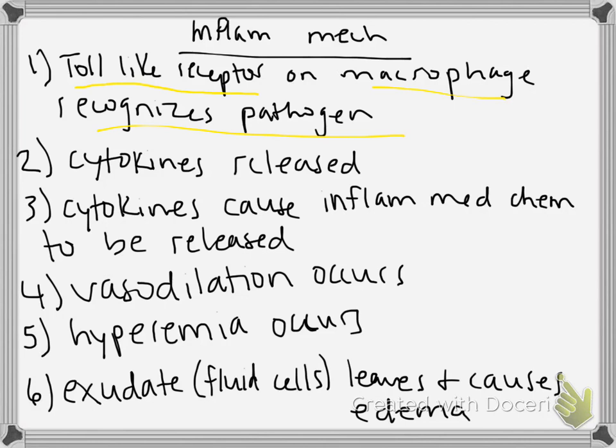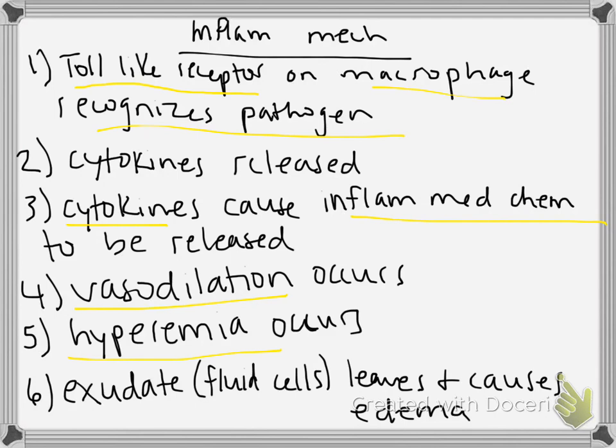So our toll-like receptor is going to interact with the pathogen, and that's going to cause cytokines to be released from this macrophage. All right, cytokines are going to cause inflammatory mediator chemicals to be released by these things called inflammatory mediator cells. Alright, and then the mixture of the cytokines and the inflammatory mediator chemicals is going to cause vasodilation. So vasodilation is the opening up of these blood vessels, and that's going to cause hyperemia to occur.